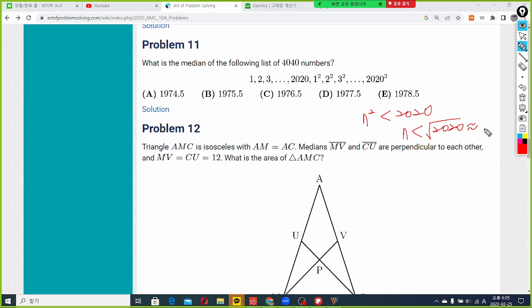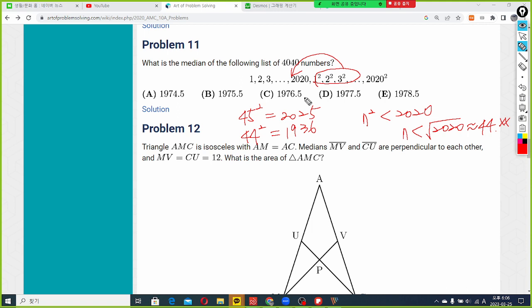I got around 45 almost. Yeah, 44 something, right? Not exactly 45. 44.94. Oh, okay. Because 45 squared is like 2025. So very close, but it's not included within 2020. So that means 44 squared. 44 squared is 1936. So this means these squares can be inside 2020.